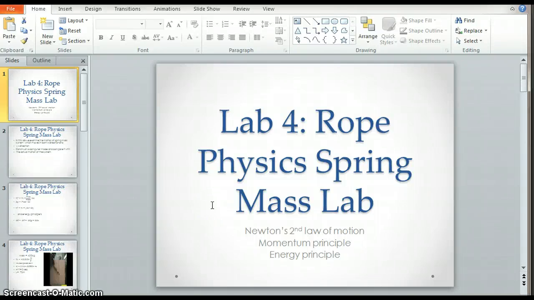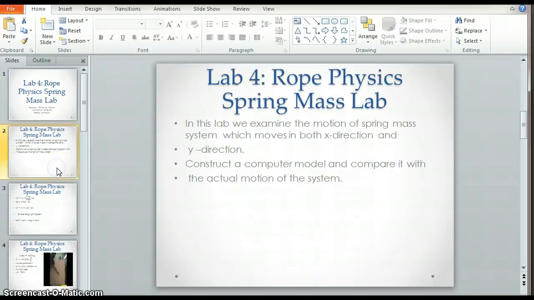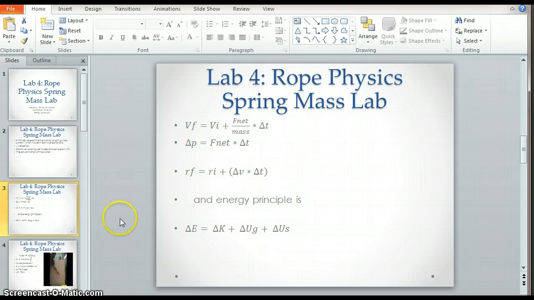Hi, this is Lab 4, motion of a spring mass system. The main fundamental principles used in this lab are Newton's second law of motion, the momentum principle, and the energy principle. In this lab, we examine the motion of a spring mass system which moves in both the x direction and y direction, and construct a computer model and compare it with the actual motion of the system.